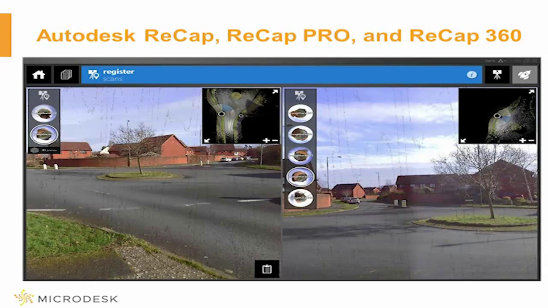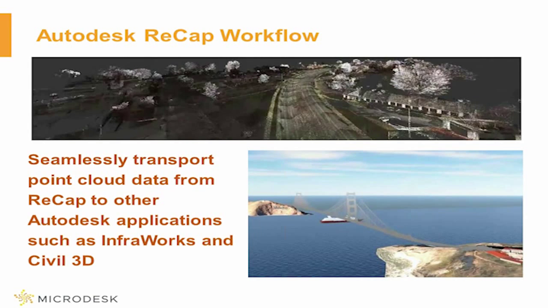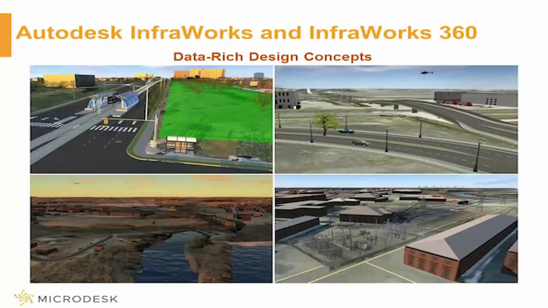We can also do laser scan publications, so we can share our laser scans for viewing and collaboration within the project. And then we can also do point cloud data alignment. We can combine many different types of laser scans into one single model so that we don't have to have a bunch of different laser scans. We can combine them into one. So from Recap, we can do any editing we need to do to our point cloud, and then we can take pieces or the entire point cloud and transport it seamlessly into other Autodesk applications such as InfraWorks or Civil 3D.